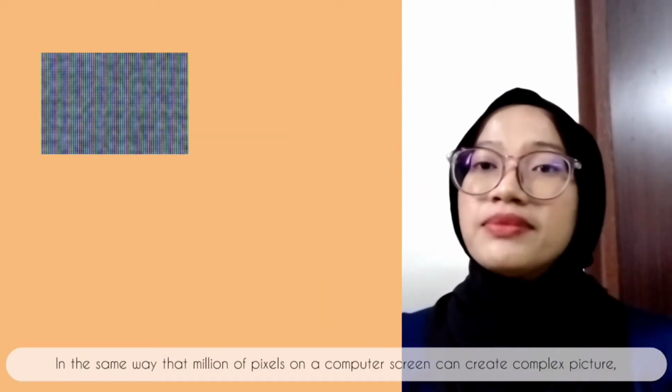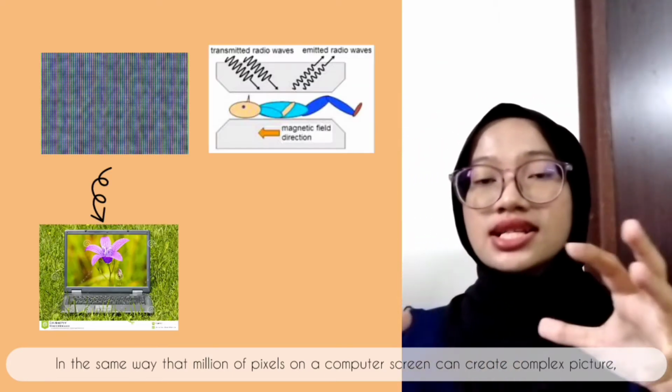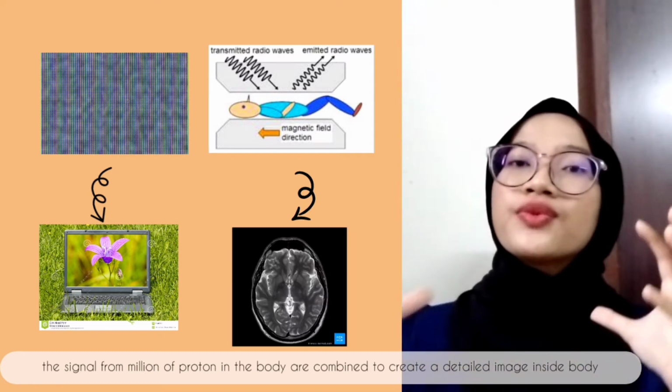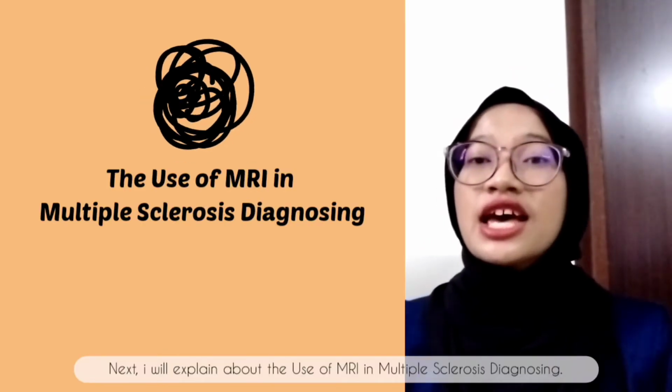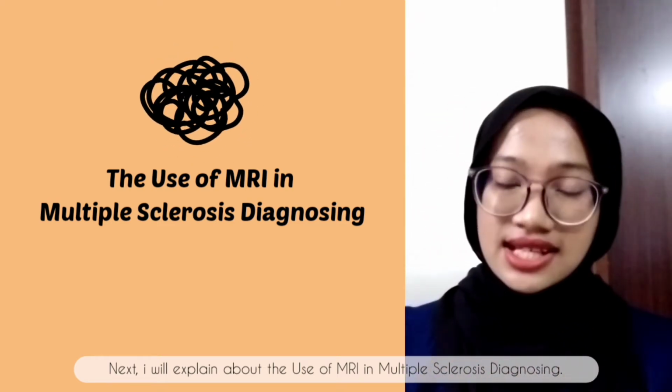In the same way that millions of pixels on a computer screen can create complex pictures, the signals from millions of protons in the body are combined to create a detailed image of the inside of the body. Next, I will explain about the use of MRI in multiple sclerosis diagnosis.